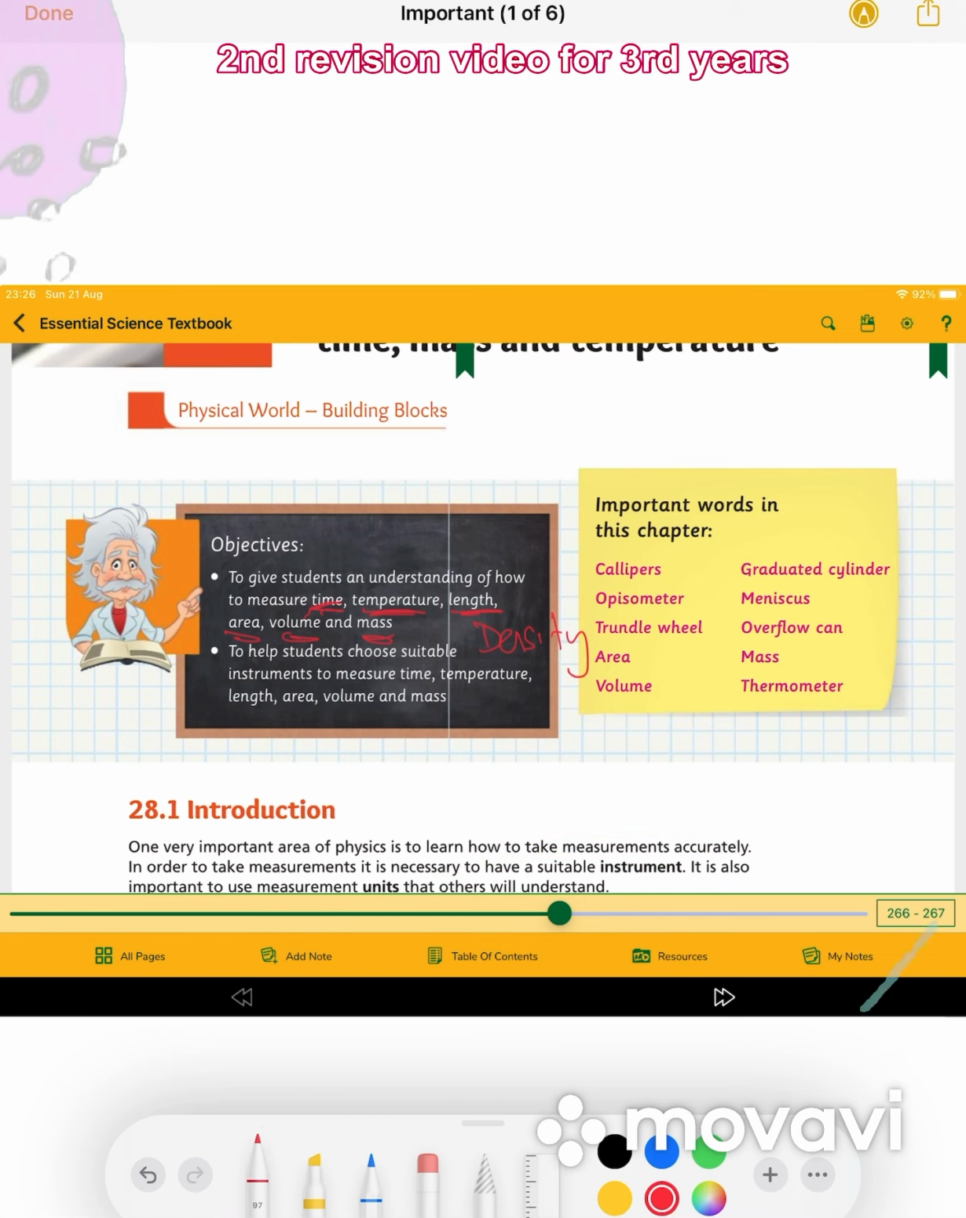Area, we'll talk about that in a second, and volume, we'll talk about that too. A graduated cylinder is a piece of equipment used to measure the amount of a liquid. It's quite an accurate piece of equipment. The meniscus is the curve that's seen on the top of water. So when you're measuring in a graduated cylinder, you always have to make sure that you measure at the bottom of the meniscus. We'll talk about that again in a second. An overflow can is a piece of equipment that we use to measure the volume of an irregular shaped object. We'll look at that again in a second as well. And mass is how much matter something is made of. So for example, if you want to measure your mass, you step on a weighing scales and you get your kilograms. A thermometer is obviously used for measuring temperature.